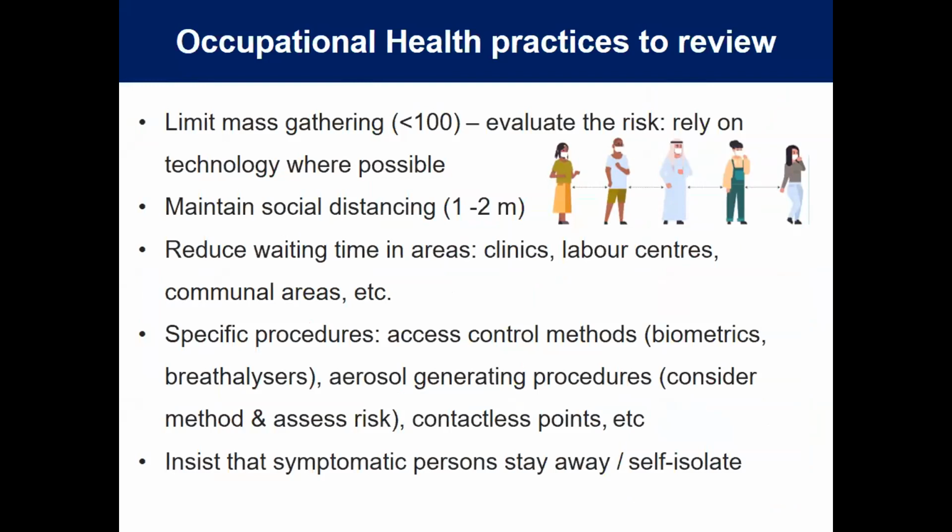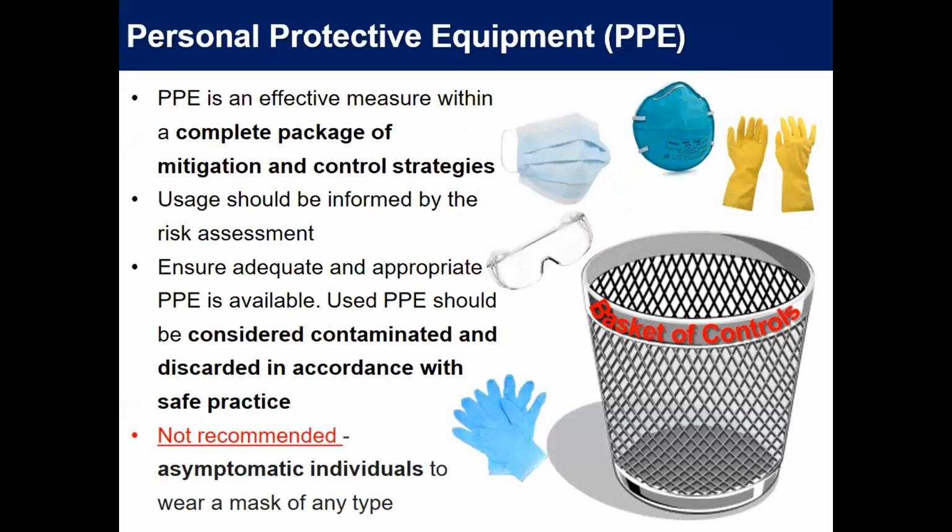So the occupational health practices to review are really simple things: limit your gatherings. Although we have the lockdown now, we still have people going into retail stores, etc. And there is a number, it was less than 100, it is now less than 50, but even with that smaller number, maintain social distancing, reduce waiting times in areas, review your specific procedures in terms of access control, aerosol generating procedures, etc. And then insist on people that are symptomatic to stay away, especially during the period where we're providing essential services.